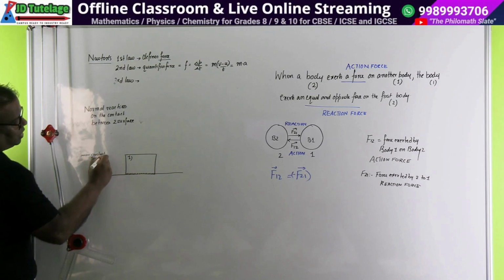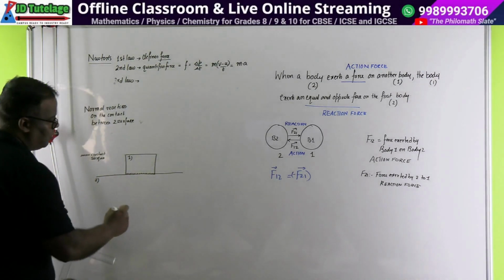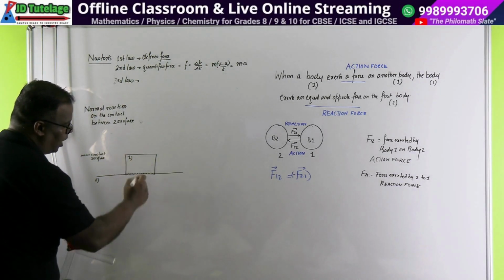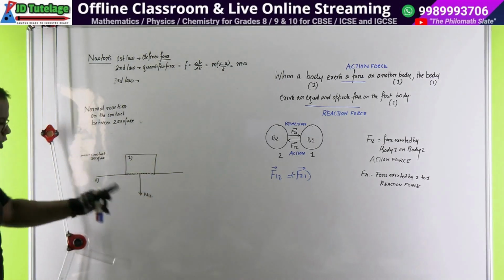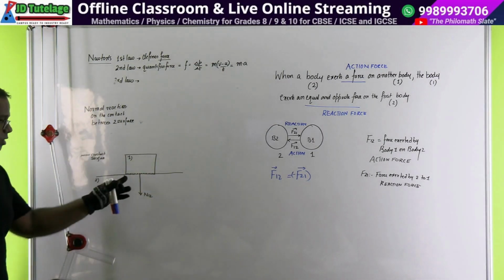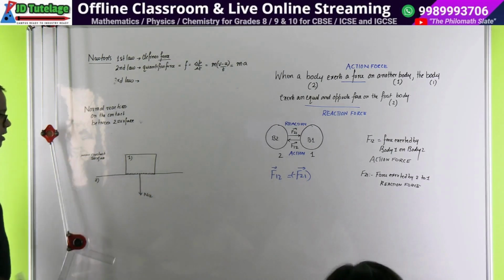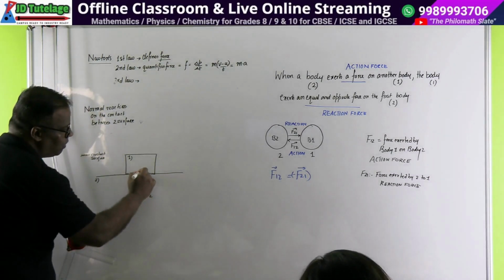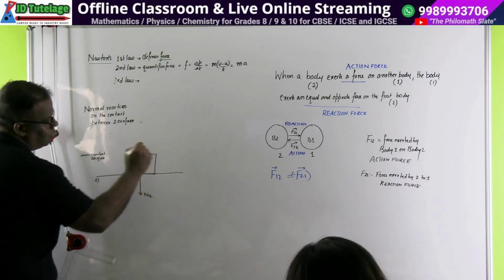On the contact surface you will have two forces acting. First, body 1 will give a normal reaction to body 2, N12. Normal means perpendicular, and the normal reaction always acts at the contact surface. Clear? Body 2 will give an equal and opposite reaction, N21.